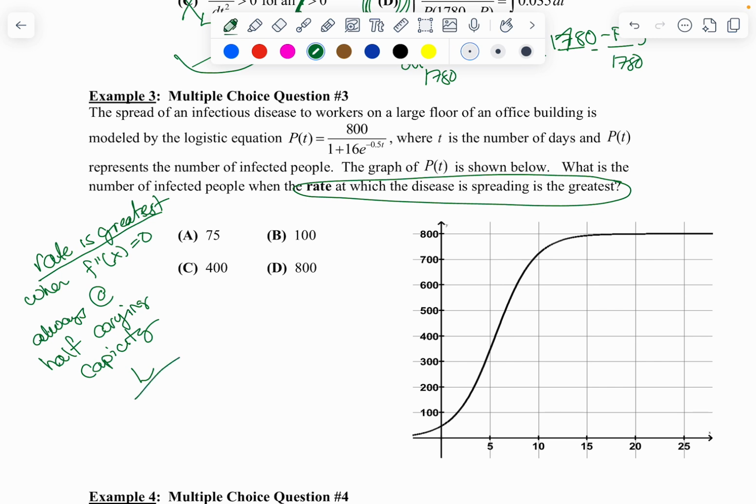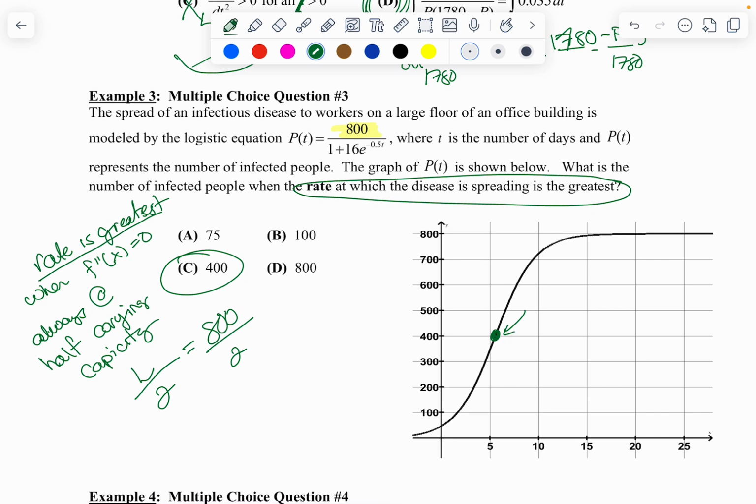And half the carrying capacity is L divided by 2. And from this function that they gave us, I know what the carrying capacity is. It is 800. That's why it's important to memorize this equation. So if I know it's 800 divided by 2, what is the number of infected people when it's the greatest? That's going to be right there, 400.